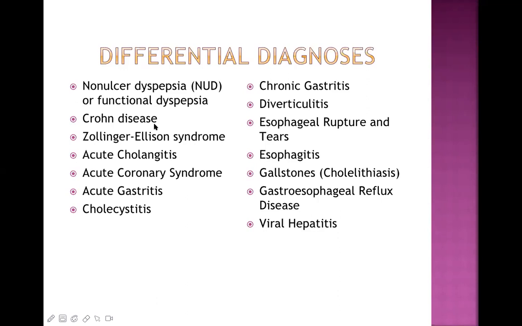Crohn's disease is a type of inflammatory bowel disease. It can involve the whole GI tract from mouth to the anus. That's why it is considered as a differential diagnosis. Zollinger-Ellison syndrome can lead to repeated peptic ulceration in unusual areas of the GI tract. That means beyond the first part of the duodenum, even in the second part, third part, fourth part, or even jejunum. So, repeated ulceration. We'll talk about that a bit later.